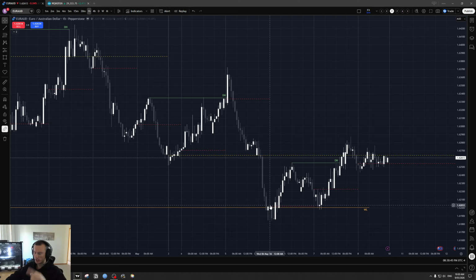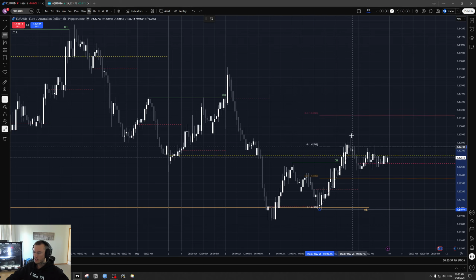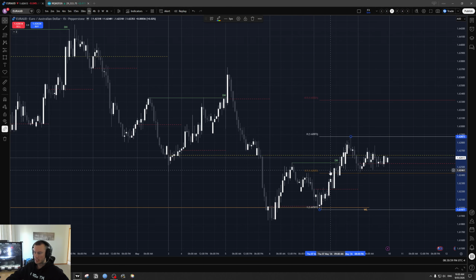Remember, my setup's weekly or monthly level. Then it has to take out a daily level on the opposite end. So if we take out a weekly low, we've got to take out a daily high. Okay, we did that. But we didn't retrace down to that 50% level. We got very, very close to it.